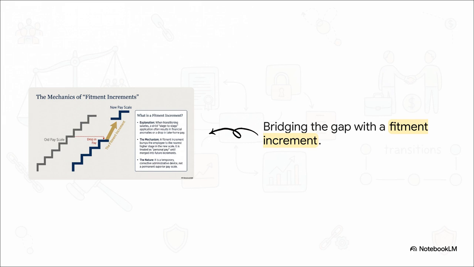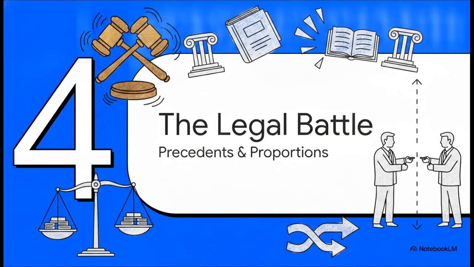And obviously, no way can you reduce an employee's actual salary during a so-called pay upgrade. So the bank uses that gold arrow you see there, the fitment increment. It bridges the financial gap, bumping the employee up to the nearest logical step on the new blue staircase. It acts as temporary personal pay until it merges with their normal future increments. Section 4. The legal battle lines, precedents, and proportions.